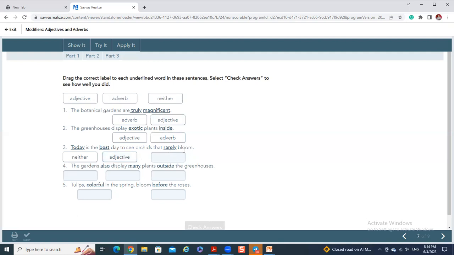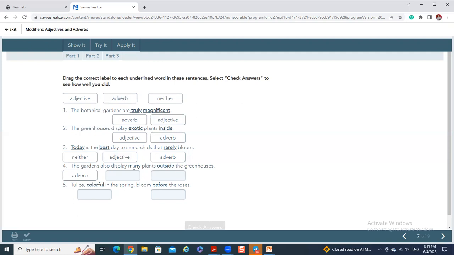Okay, Engineer Taha. Rarely bloom. Rarely is what? Adjective. No, bloom is a verb. Sorry, I meant adverb. Okay, Streamer Adam again. Also display. Also is what? Adverb.